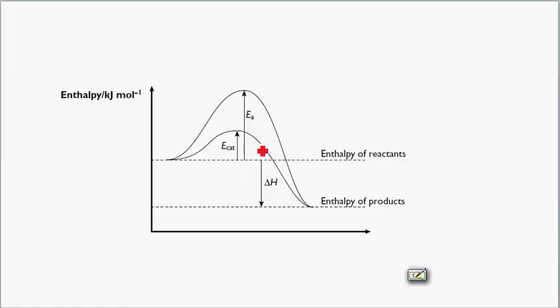So if we look at this energy profile diagram, this curve here represents the energy profile diagram of an exothermic reaction, because the enthalpy of the products is less than the enthalpy of the reactants. And this one represents, this is without the catalyst.